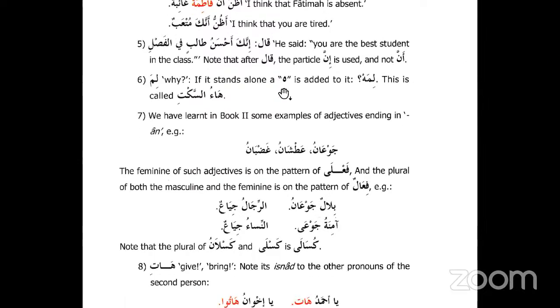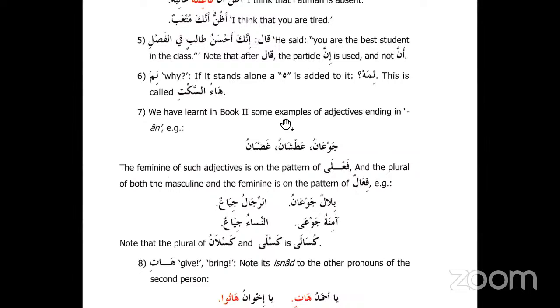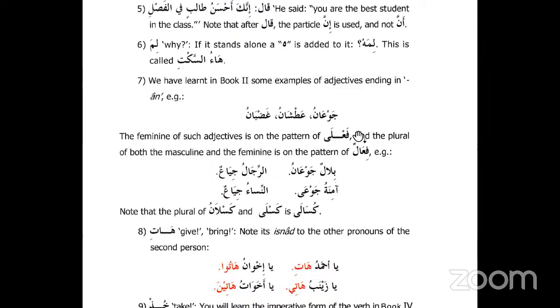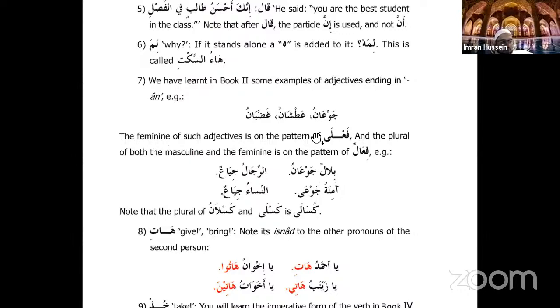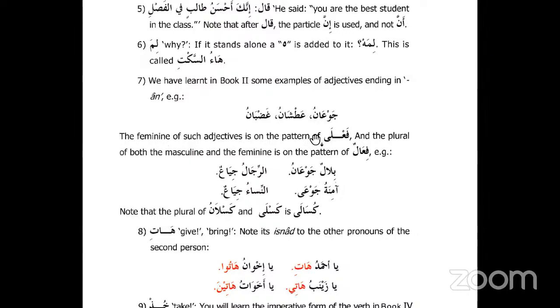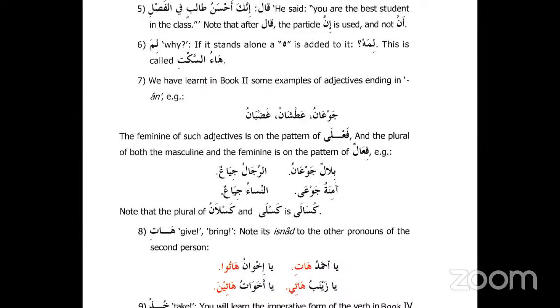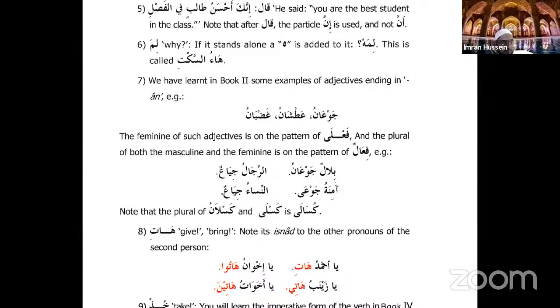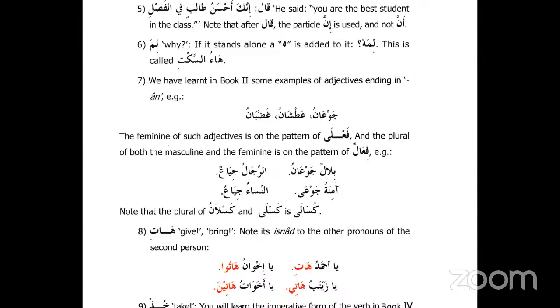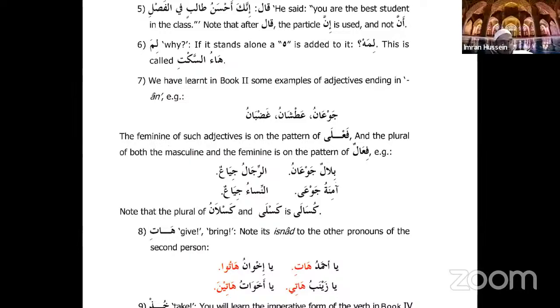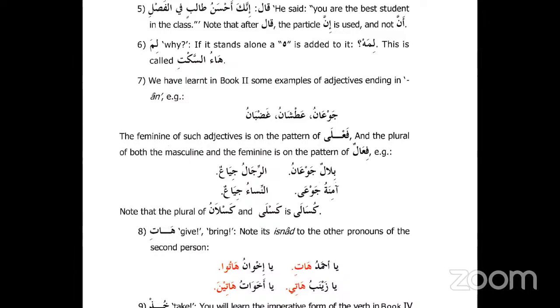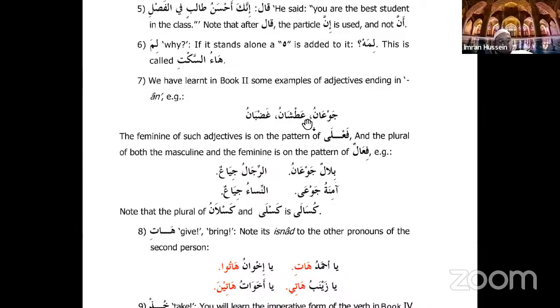Number 7. We have learned in book 2 some examples of adjectives ending in un. For example, ju'anu, hungry. And atshanu, and ghadbanu. Does ghadbanu mean angry? Yep, angry. Correct. And atshanu, I don't know that one. Atshanu means thirsty.